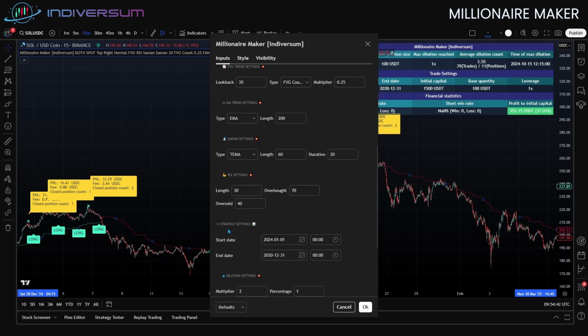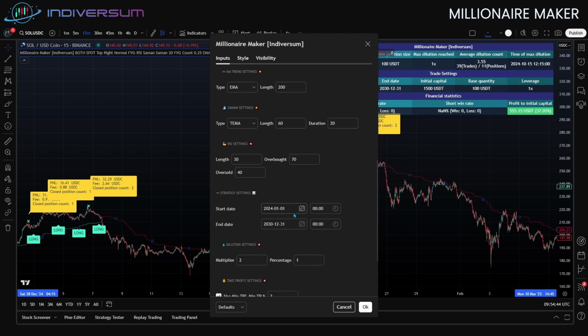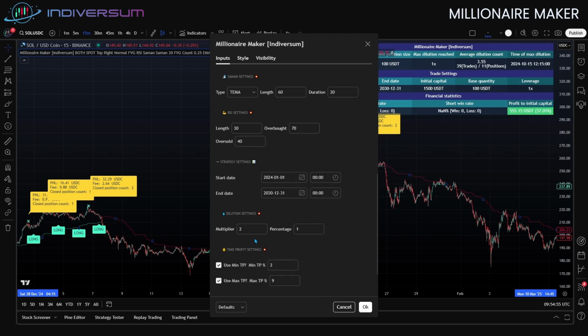Next up, strategy settings. Here, you can set the start and end points for backtesting your strategy. This helps you analyze past performance. Dilution settings. This is important for risk management. You can set a percentage drop, so if the price moves against you, the system knows when to open another position. The multiplier lets you decide how much bigger the new position should be compared to the previous one.